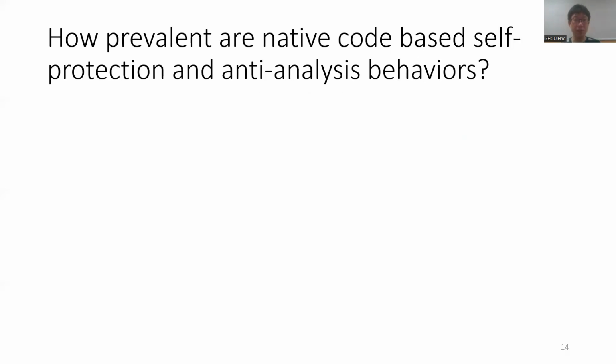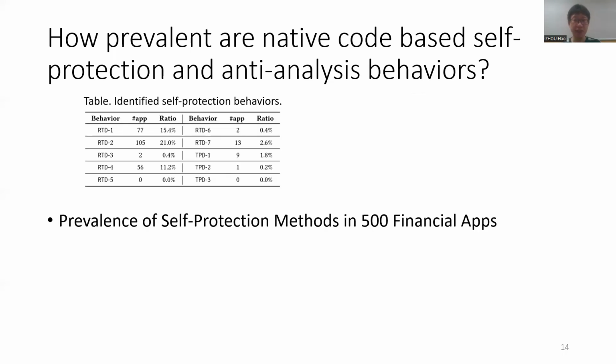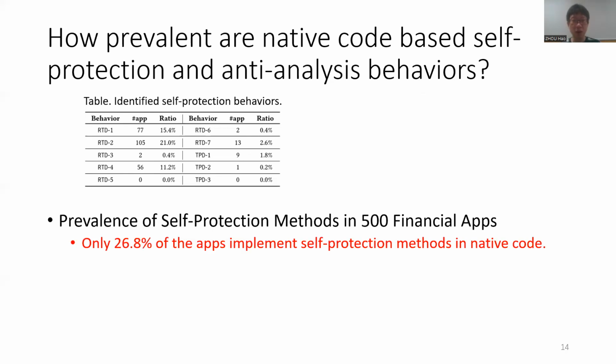We also apply NCScope to conduct systematic studies on the native code-based self-protection methods adopted by financial apps and the anti-analysis mechanisms used by malicious apps. To study the prevalence of self-protection methods, we apply NCScope to 500 randomly downloaded financial apps having native code from the Google Play Store. We discovered that only 134 out of 500 financial apps under analysis implement at least one self-protection method in their native code, which implies that the security of financial apps is far from expected. Moreover, we find that few financial apps implement tampering detection methods in their native code.